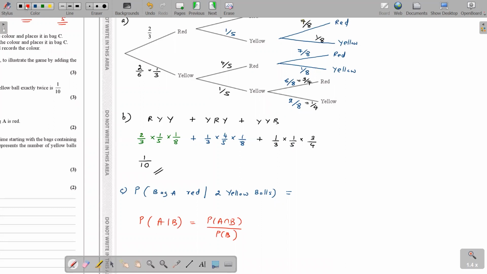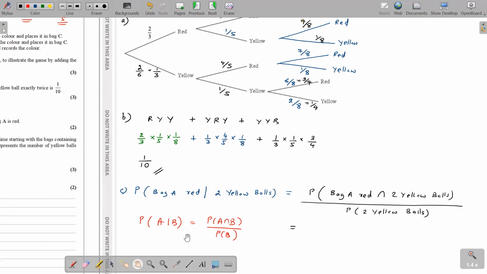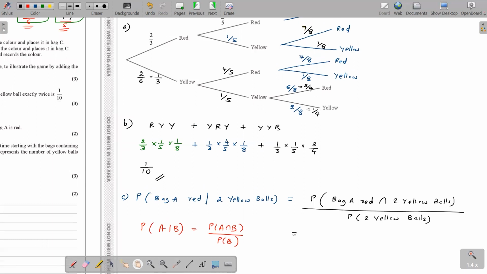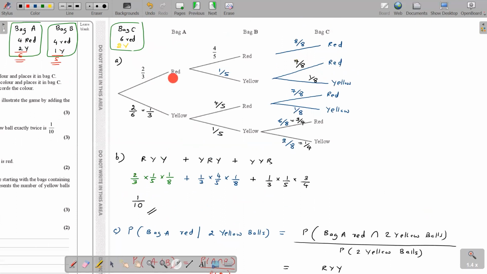Do you agree with me? So here I have the probability that bag A is red and you have 2 yellow balls, divided by the probability of 2 yellow balls. Bag A has a red ball and you need to have 2 yellow balls altogether. So which path are we talking about? From bag A, you should get a red ball, and Mike should also have 2 yellow balls on the path. This is definitely the red, yellow, yellow path, because in that path only, the first ball is red and the remaining are yellow.